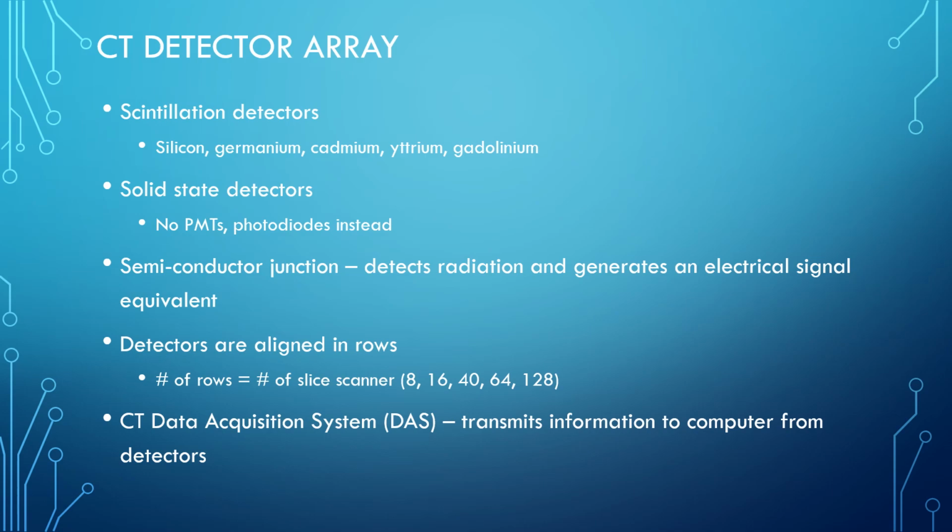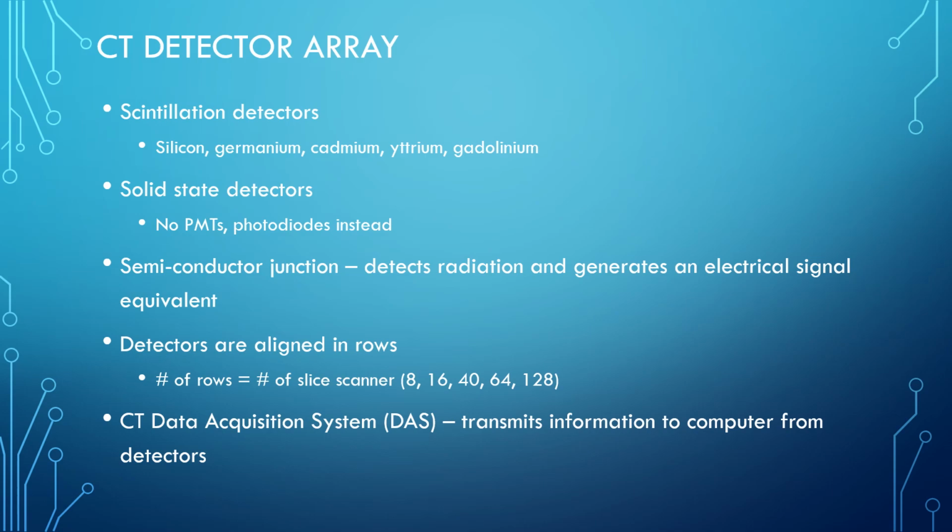So with CT, the detector array is made up of scintillation detectors. This could be silicon, germanium, cadmium, yttrium, or gadolinium. There are also solid state detectors, so most modern CT scanners would be solid state. These don't have PM tubes, and instead they have photodiodes. There's also a semiconductor junction that detects radiation and generates an electronic signal equivalent to the X-rays.